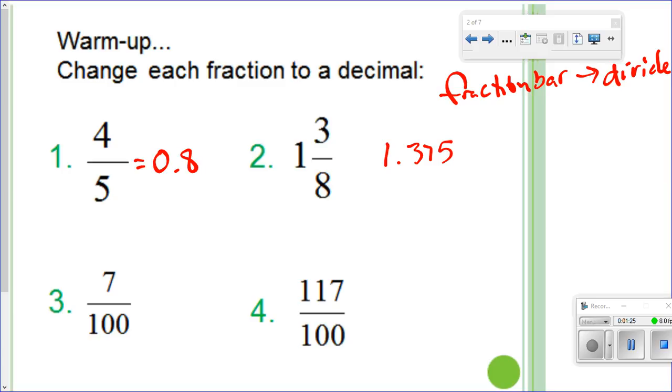Moving on down to number 3, 7 out of 100, 7 divided by 100, or 7/100ths, has the same name as the decimal. So 0.07. That decimal actually has the name 7/100ths. That's the same as our fraction. And then finally 117 over 100, you could use your calculator, or you could simplify that down, break that into a mixed number, but this becomes 1.17, or 1 and 17/100ths.